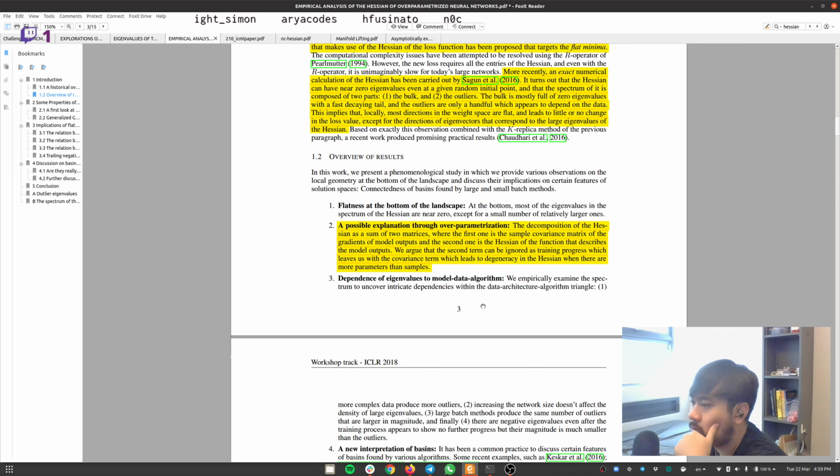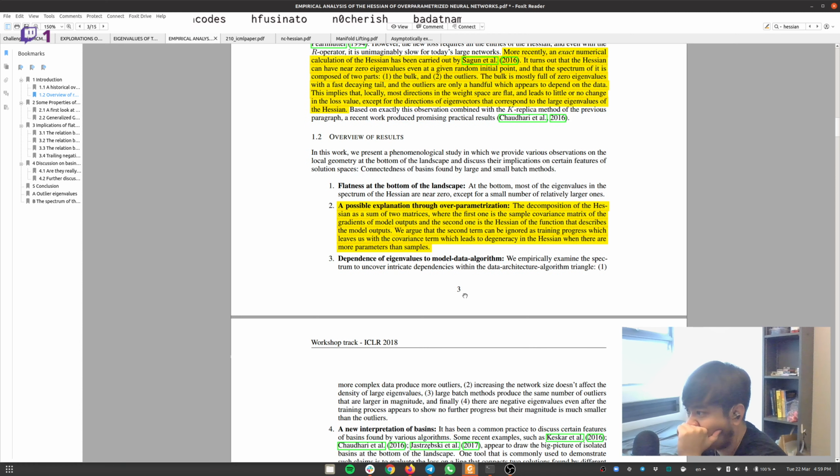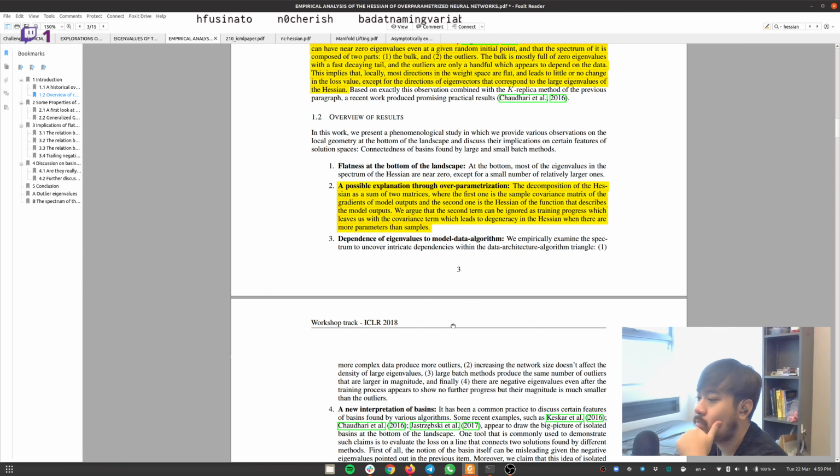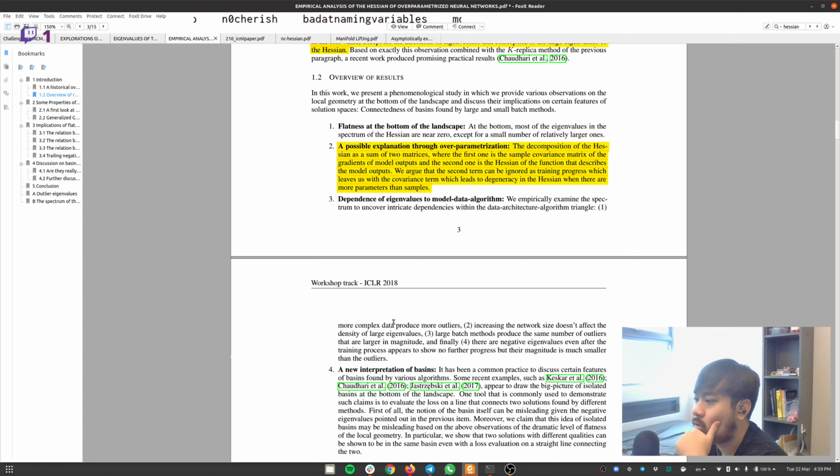Dependence of eigenvalues on model, data, algorithm. We empirically examine the spectrum to account for intricate dependencies. More complex data produce more outliers. Increasing network size doesn't affect the density. Large batch methods produce the same number of outliers that are larger in magnitude. The negative eigenvalues change. So it's technically... wow, so many things going on. I'm not sure how to move on actually.